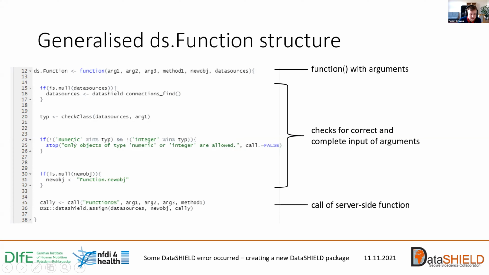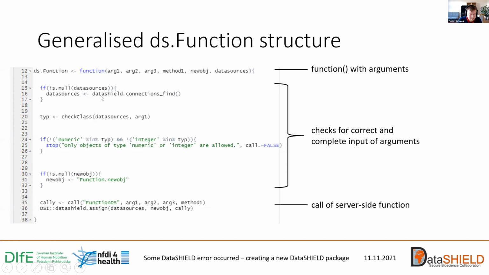And I was just mentioning that in the middle part, you have all of these small building blocks, is what I would call them, that perform checks for correct and complete input of arguments. This might be one of the messages that you receive back as an error on DataSHIELD. This is a specific one compared to the one that I put in the title. And then at the bottom, you have the call for the server-side function, which is then installed on the Opal servers. So yeah, you have all of these different building blocks.